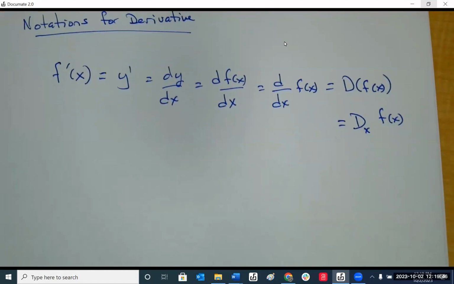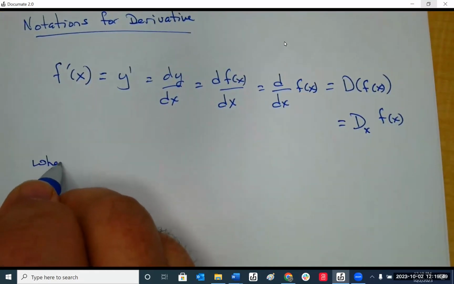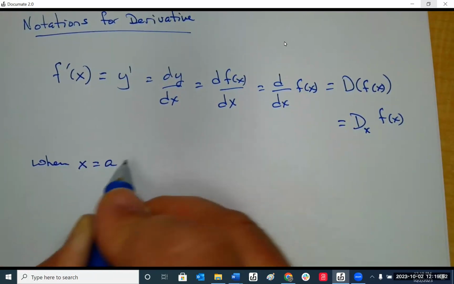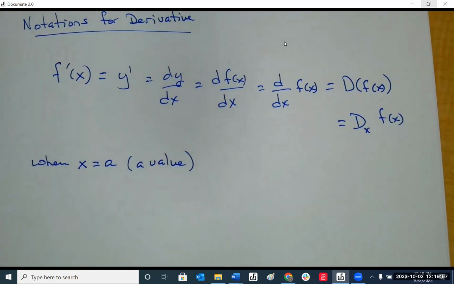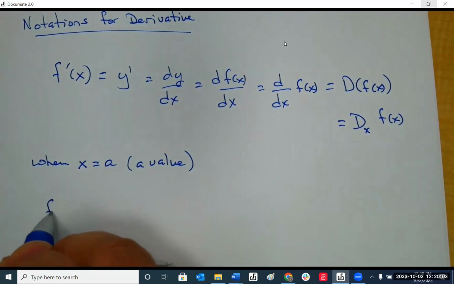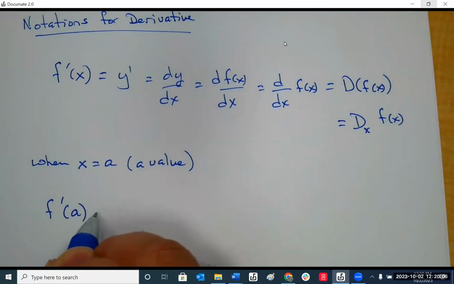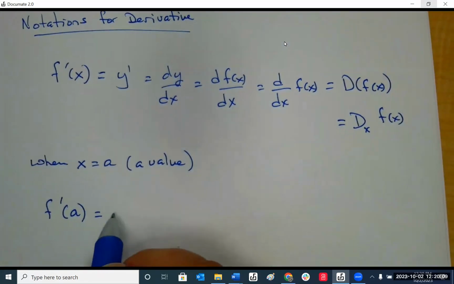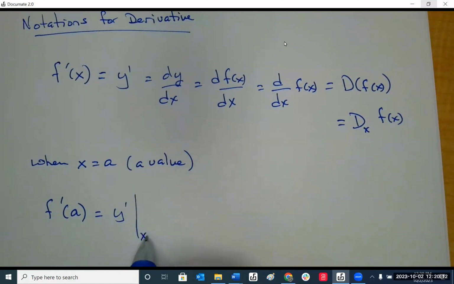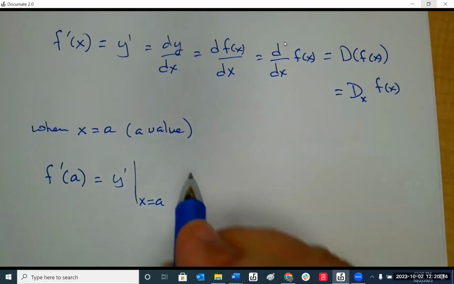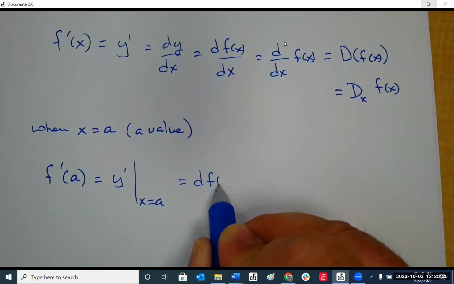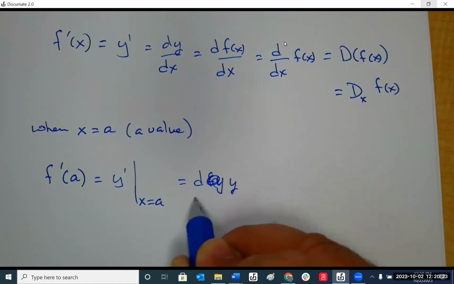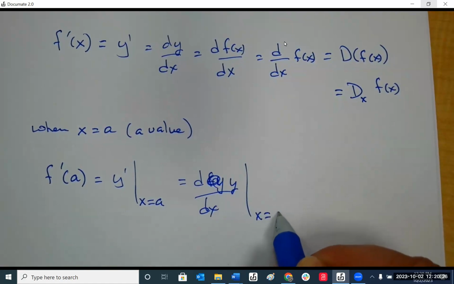You got it? But now, when x is defined as a value, we can have f prime of a, or y prime at x equals a, or dy over dx when x equals a.